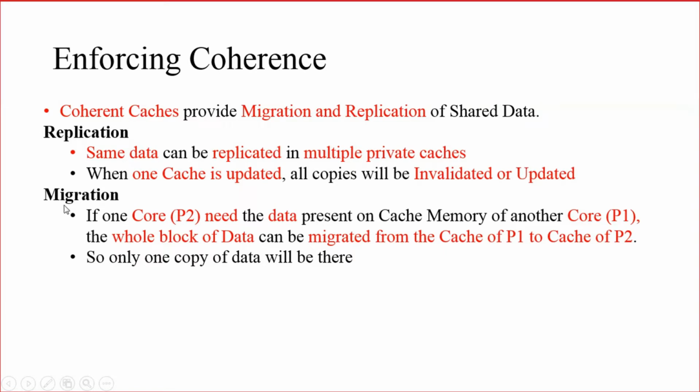Then another method is, if you want to have only one copy of data present in a location, if you don't want multiple copies, what you need to do? You need to perform the migration technique. So if one core is trying to read the data which is present in another core, what will happen? The data present in the second core will be migrated to the first core. In this case, data present in P1 will be migrated to the cache of P2. So only one copy of data will be maintained.